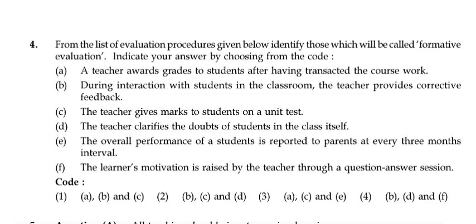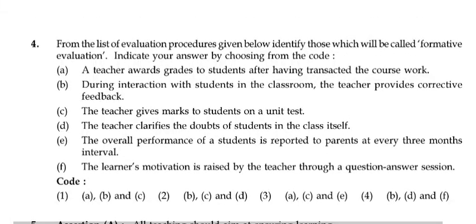So we have to go through the 1, 2, 3, 4, 5, 6 options, then we have to choose the correct one. Number 1 A says, a teacher awards grades to students after having transacted the coursework. B, during interaction with students in the classroom, the teacher provides corrective feedback. C, the teacher gives marks to students on a unit test. D, the teacher clarifies the doubts of students in the class itself. E, the overall performance of students is reported to parents at every 3 months interval. F, the learner's motivation is raised by the teacher through a question answer session.